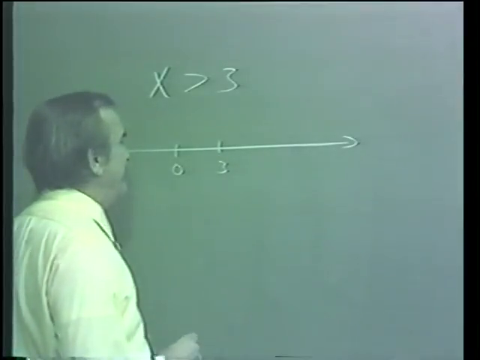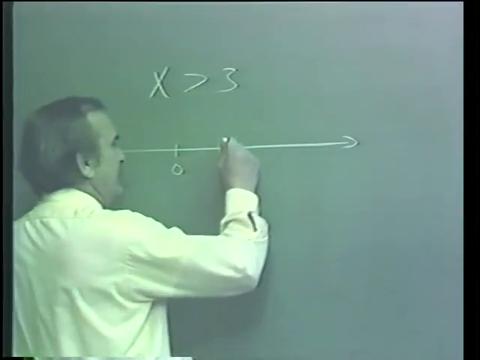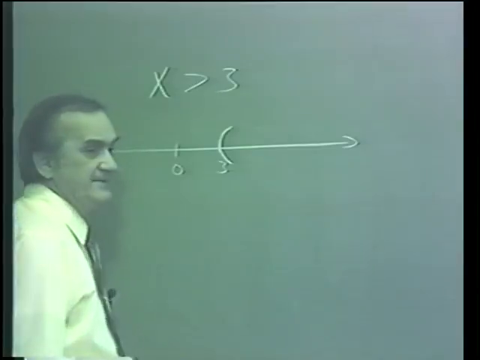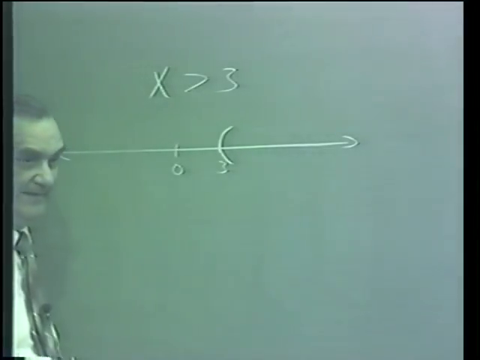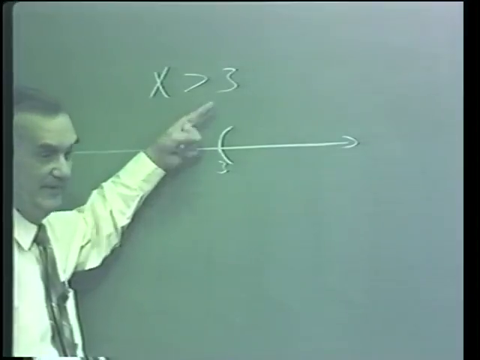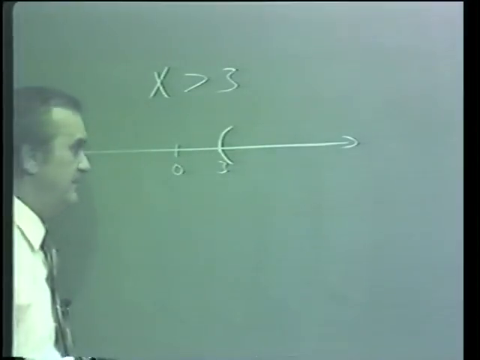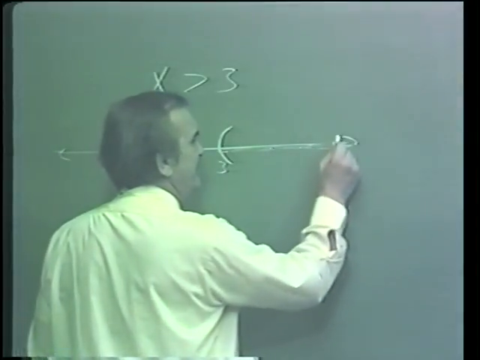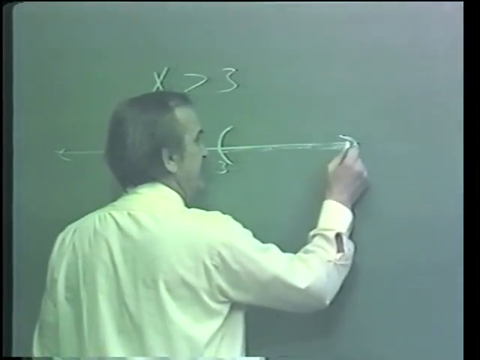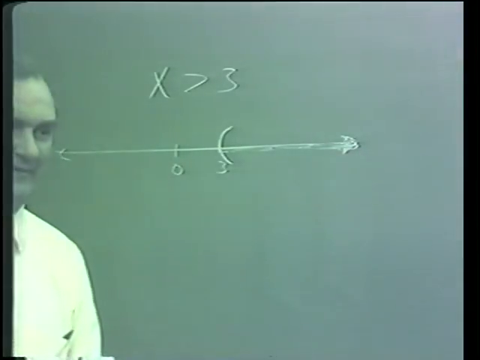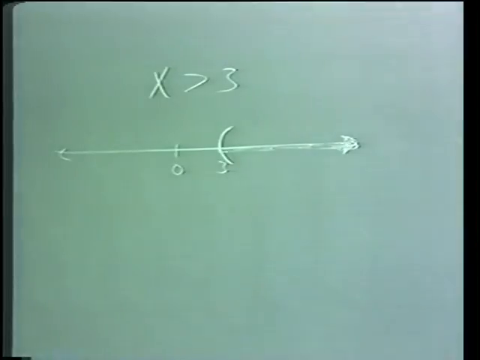So the way we have of representing this is we write a parenthesis at 3. Parenthesis, facing the direction we want to go. X is greater. The arrow shows you which way you want to go. That says go to the right. So we darken in everything to the right of the parenthesis, including the arrow, showing it goes on and on forever and ever. And there is the graph of the solution set.